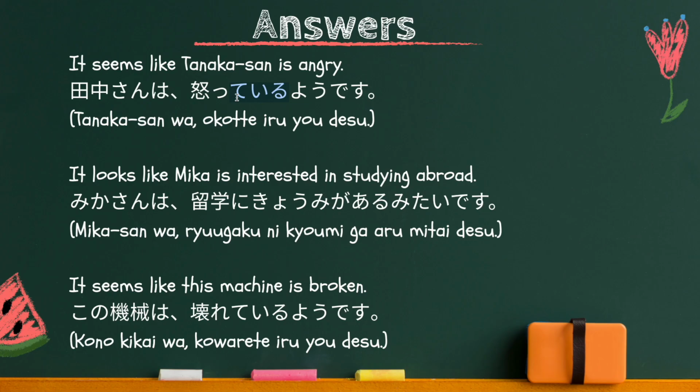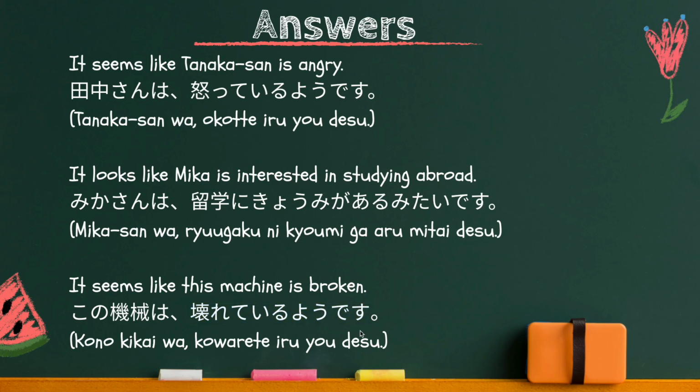It looks like Mika is interested in studying abroad. ミカさんは留学に興味があるみたいです。興味がある means to be interested in something. So use this plain form and then add みたい. Last one. It seems like this machine is broken. この機械は壊れているようです。This is the plain form. ている is used because it's an ongoing state.